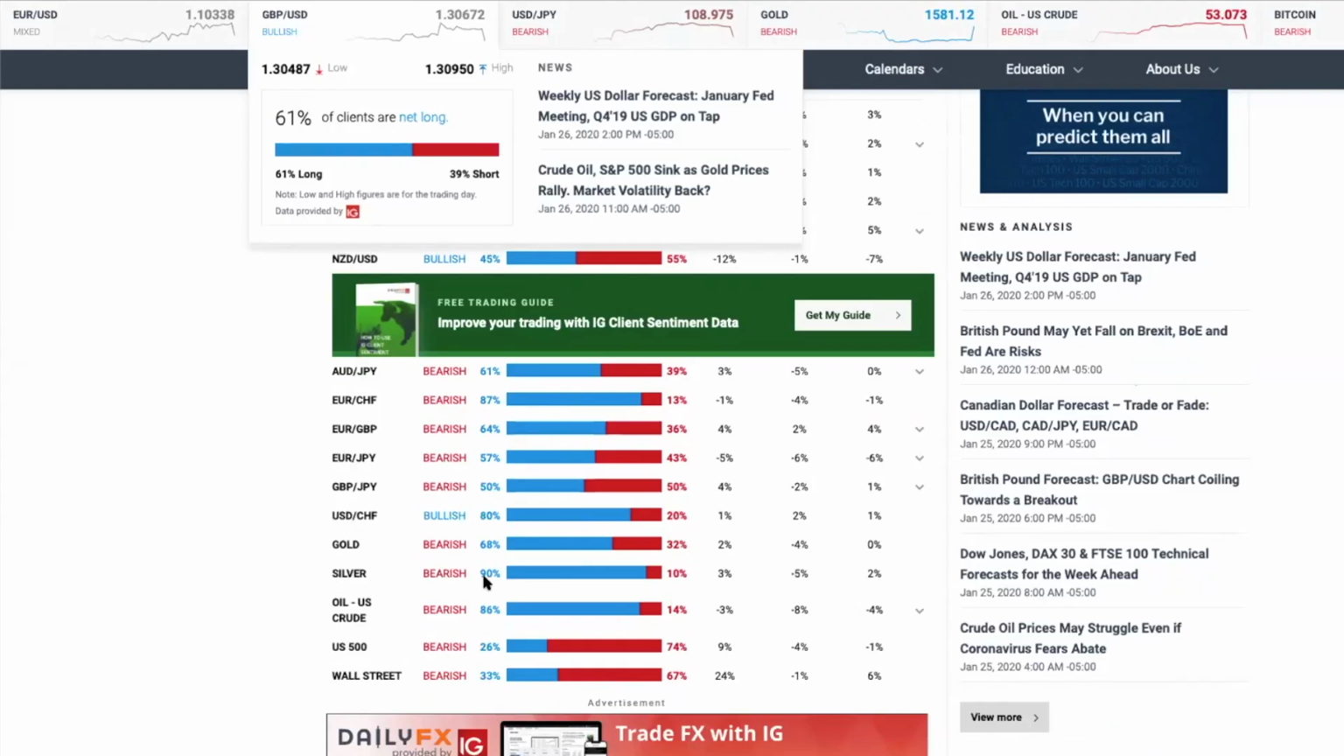Talking about silver, it's 90-10. So that means this is a trend, right? If you see numbers like this, there's got to be a trend that's happening. So you talk about silver.